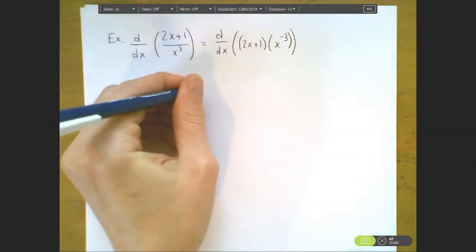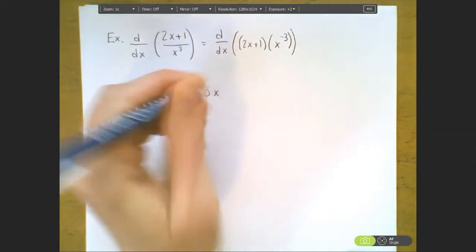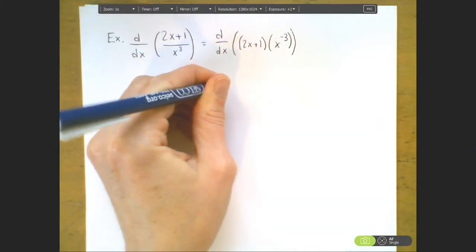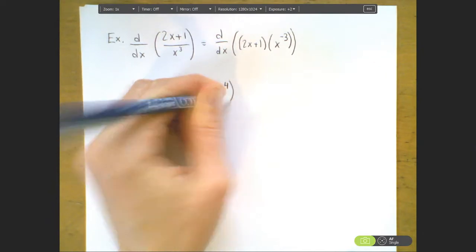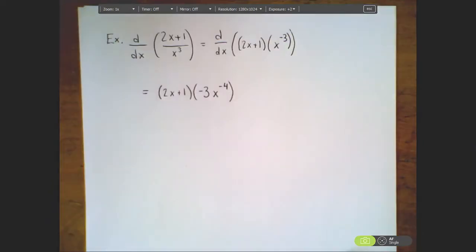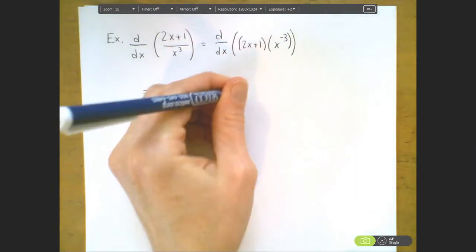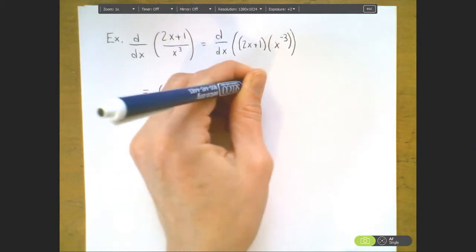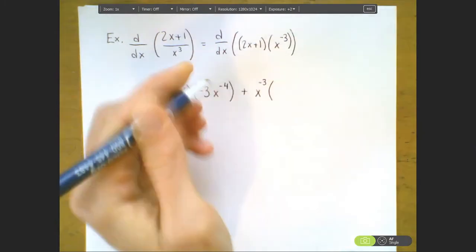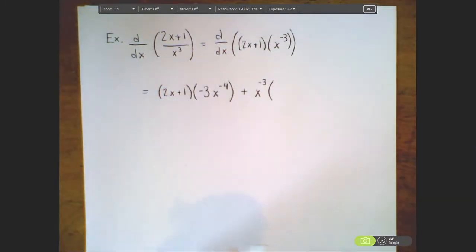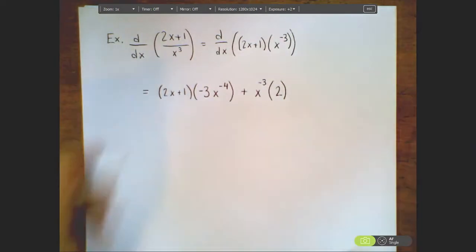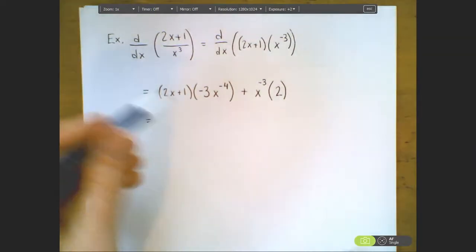going to put the negative 3 down in front, and this negative exponent becomes even more negative. I subtract from the negative 3, minus 1 becomes negative 4. So that's first times the derivative of the second, plus this is the easy one, second, which is x to the negative 3, times the derivative of the first. This is a linear function, so I end up with 2.